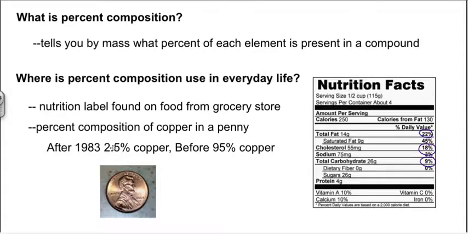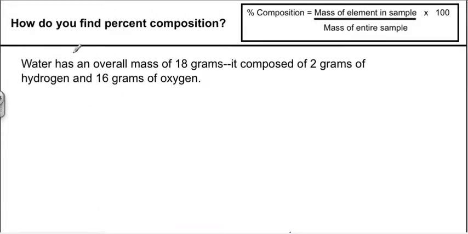And another one that came to mind was the penny, and how after 1983, the penny was only 2.5% copper, while before it was actually worth something. It was worth 95%, or it was made of 95% copper. So those are just a couple everyday examples you might run into. But in chemistry, the main question here is how do you find percent composition?